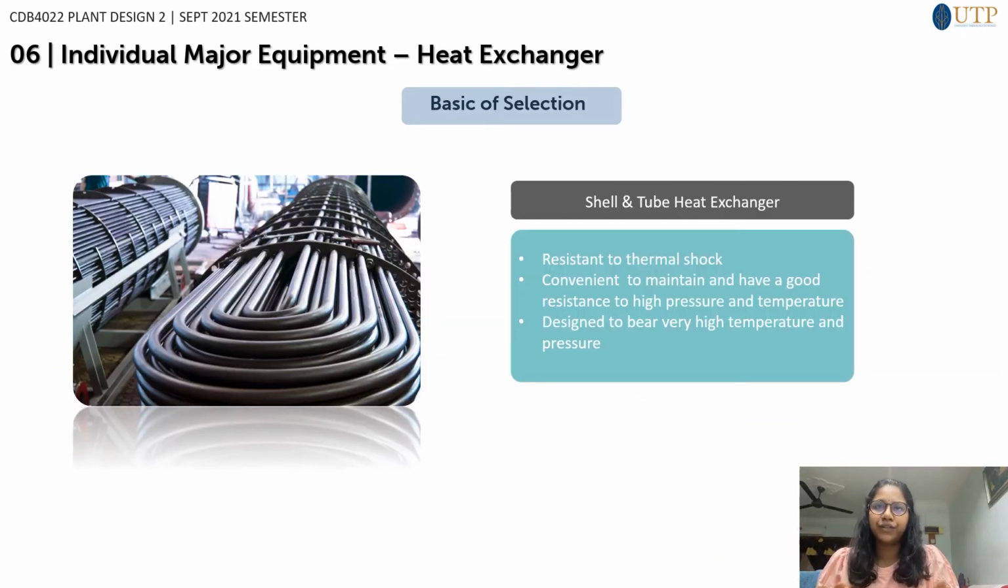There are many types of heat exchanger designs being used in industrial applications, especially to fulfill the demand of the processes. The common types of heat exchangers are double tube, shell and tube, tube in tube, and many more. Shell and tube heat exchanger is chosen for this project as it is widely used, very versatile, convenient to maintain, and has good resistance to high pressure and temperature. They are considered very compatible for chemical processing plants. Furthermore, they are designed to bear very high temperatures and pressures.